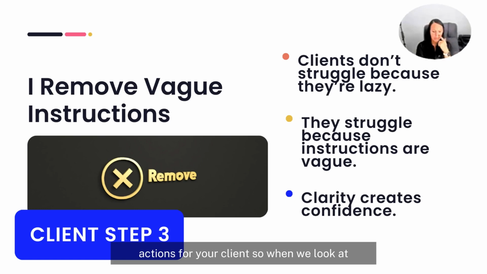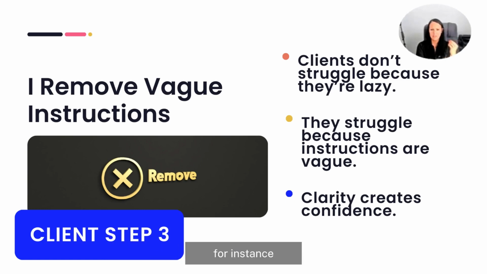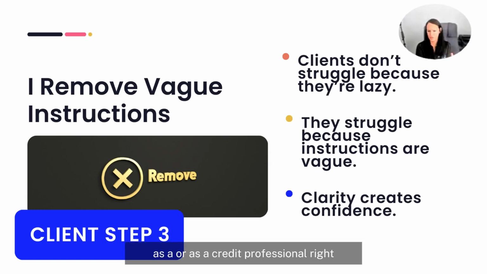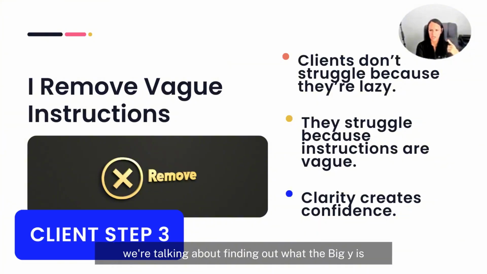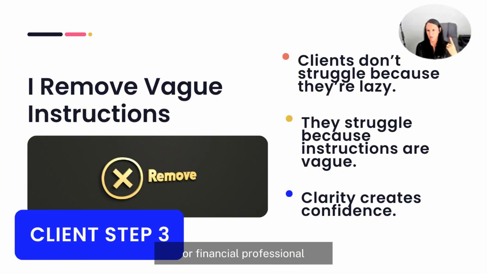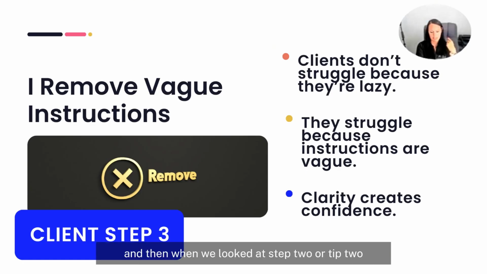So when we look at LevelUp Score, for instance, as a credit professional, if we look at tip number 1, decide once and not over and over again, we're talking about finding out what the big why is. It's really important as a credit or financial professional that you know what the big why is. And then when we looked at tip 2, it's put that monthly review on the calendar. You're now making structure for them, right? You're putting that commitment on the calendar.